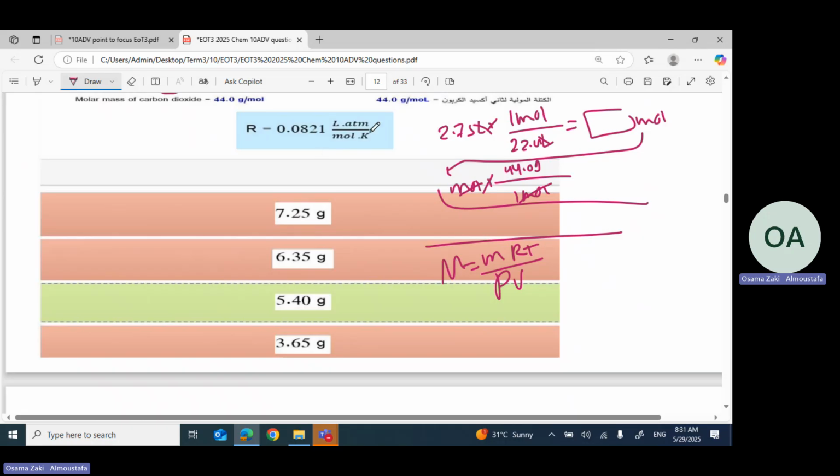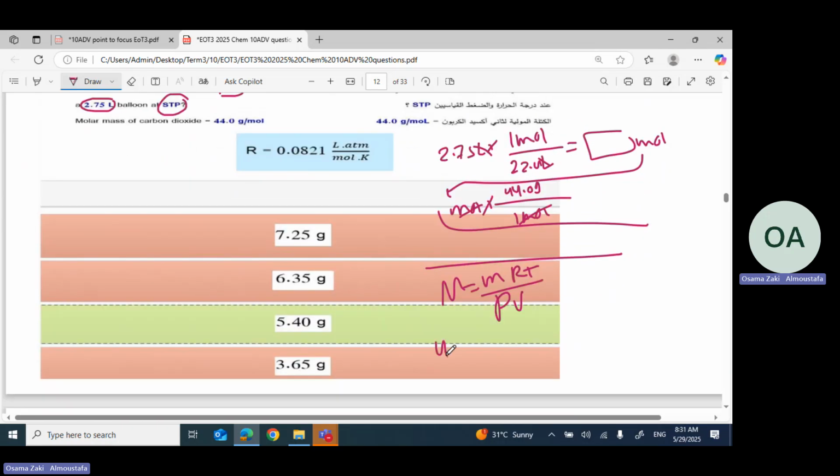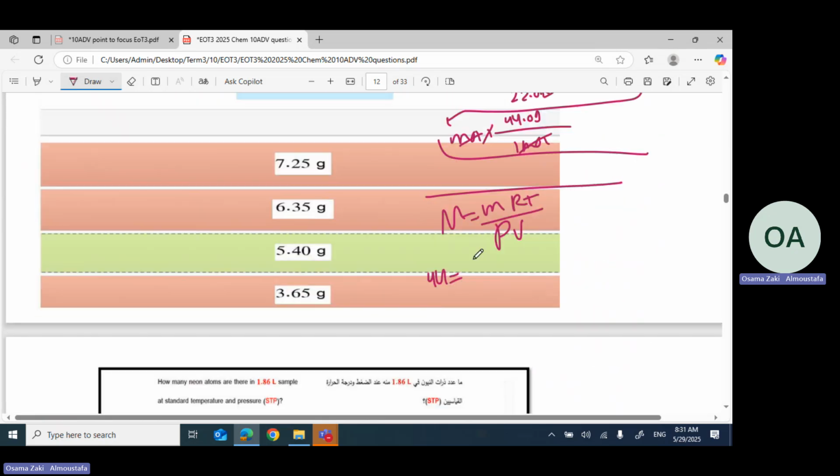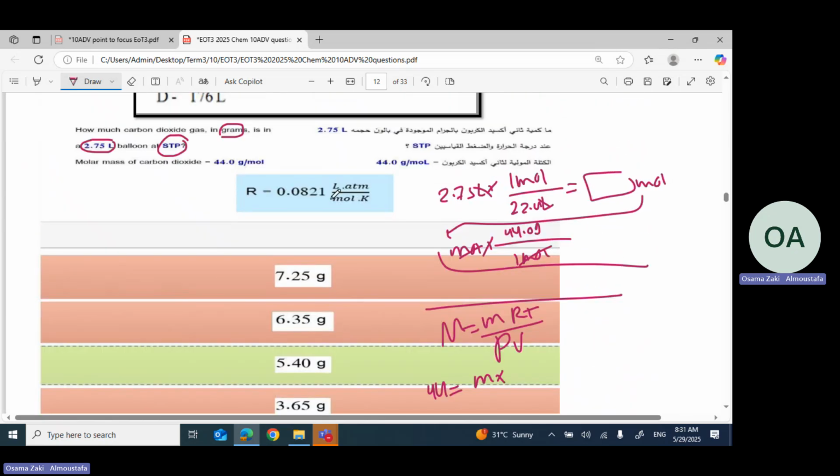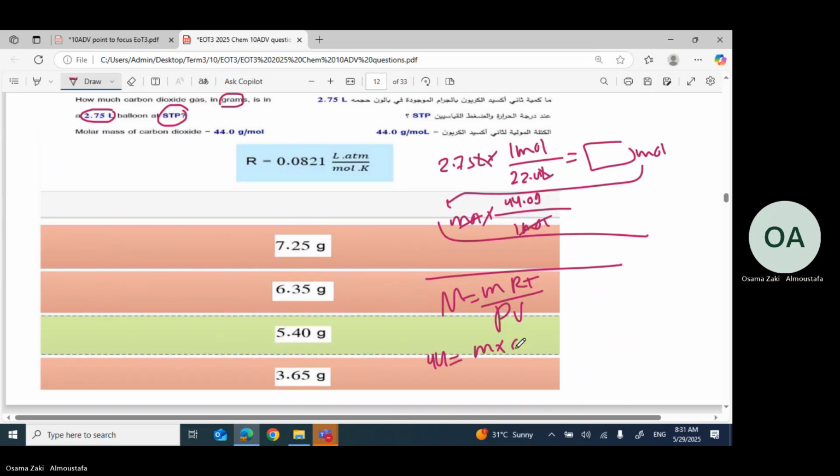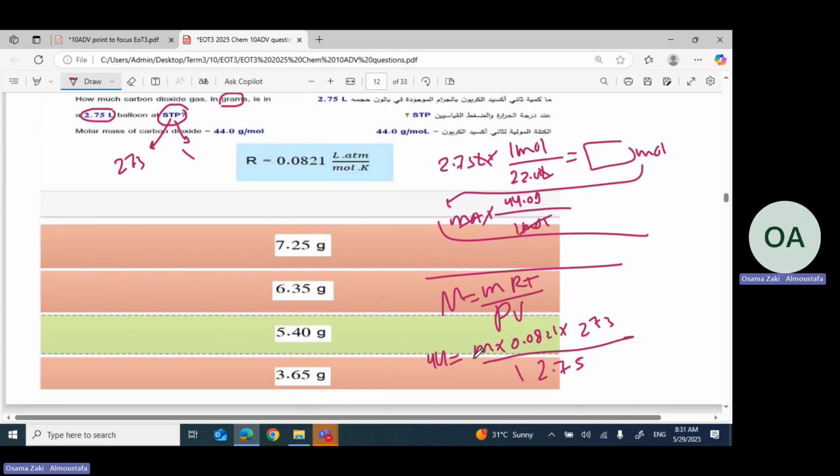M equals mRT over PV. So M is the molar mass. Molar mass is 44. Okay, 44 equals mass. You don't know the mass. So this is m times R, which is 0.0821, times T, temperature. So the temperature is 273 and pressure is 1. So times 273, divide by pressure is 1, and the volume is 2.75. So you can find it. Okay, so this is another way.